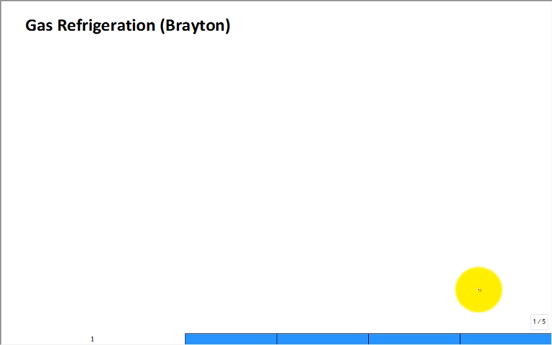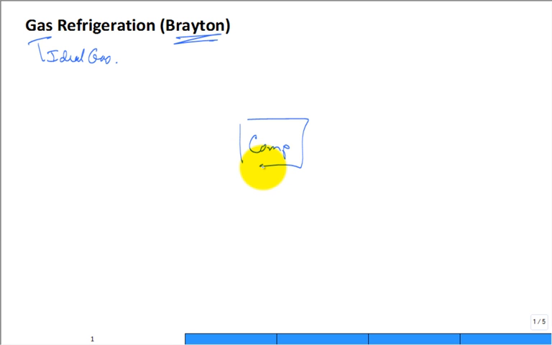Now let's talk about gas refrigeration. When they talk about gas refrigeration, this is ideal gas, and it's really the Brayton cycle run backwards. So you're going to have a compressor in the Brayton cycle run backwards.